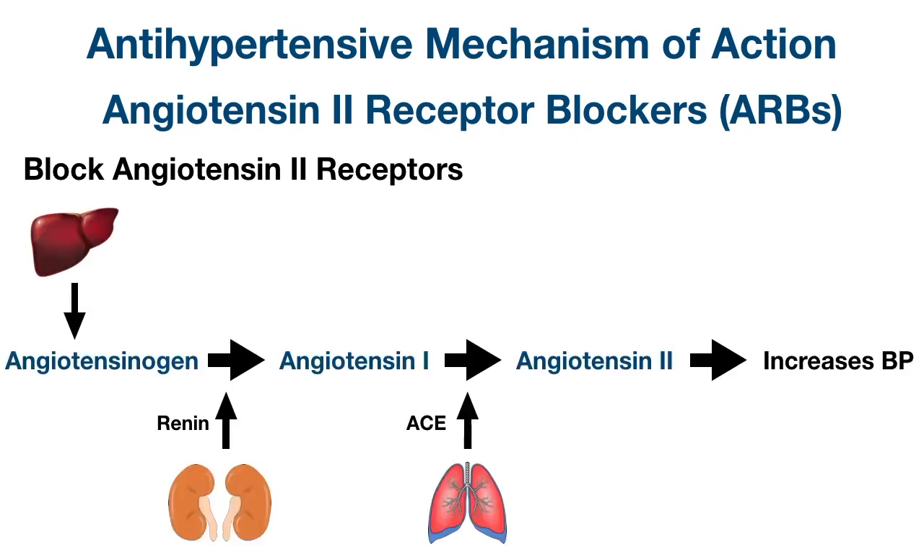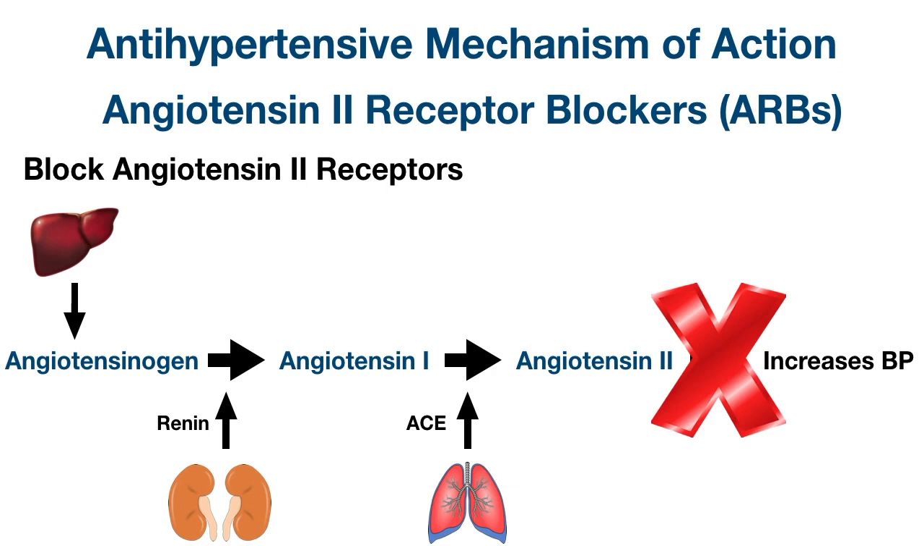Again, we can see the renin-angiotensin-aldosterone system. This time, however, we're not inhibiting angiotensin-converting enzyme, but we're blocking the angiotensin II receptors. If angiotensin II can't bind to its receptors, then we won't have the downstream effects we talked about earlier that would normally increase blood pressure.